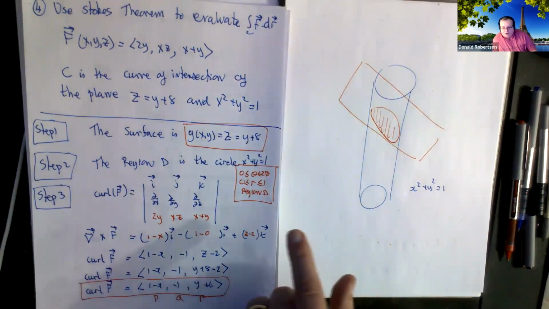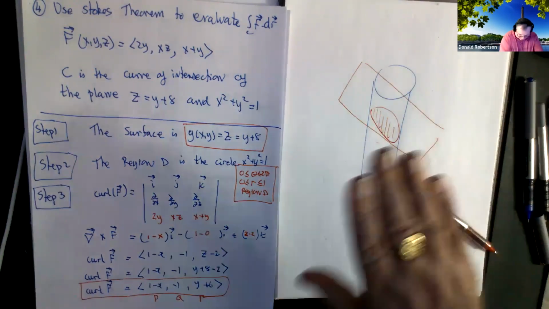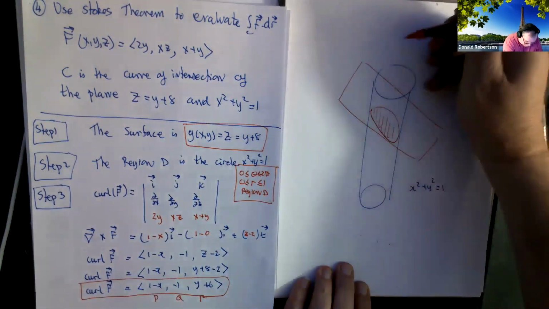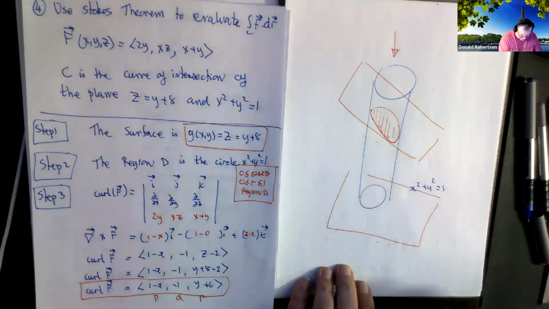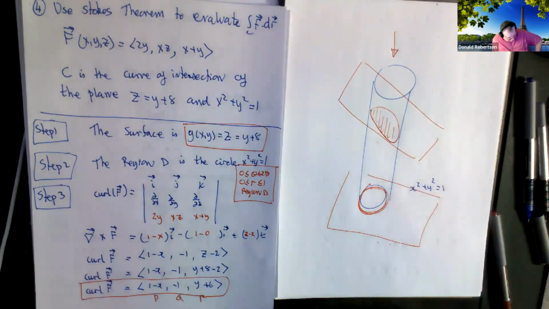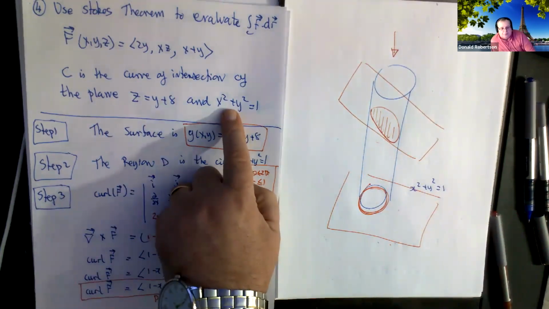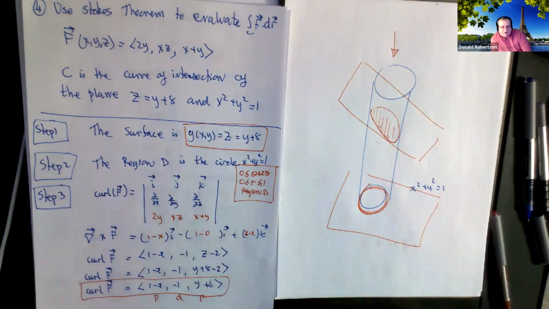Now, what does the region on the floor look like? Well, if you take this ellipse and look at it vertically onto, imagine this is your xy plane, can you see that what you make is a circle? And what does that circle look like? It looks like x squared plus y squared equals 1. So essentially, they've also told me what D is.